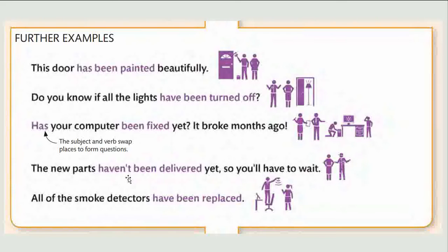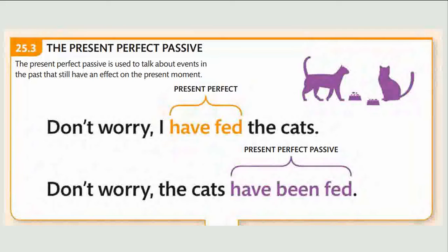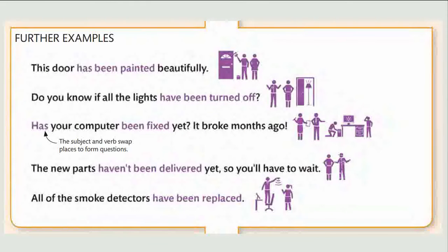The new parts haven't been delivered yet, so you will have to wait. "Haven't been delivered" is the passive voice. All of the smoke detectors have been replaced. So if we look at the construction, we are looking at the present perfect in the passive. Have been: present perfect in the passive.